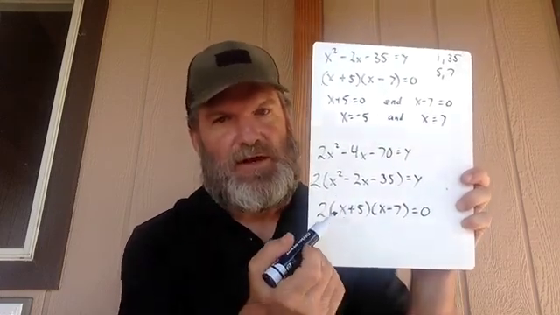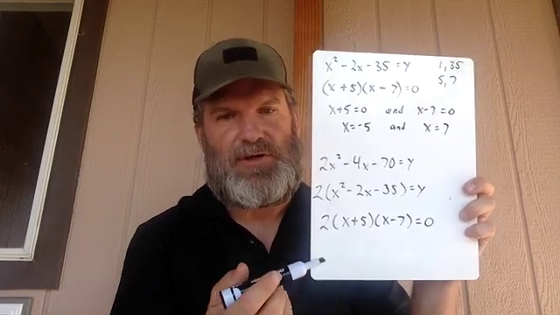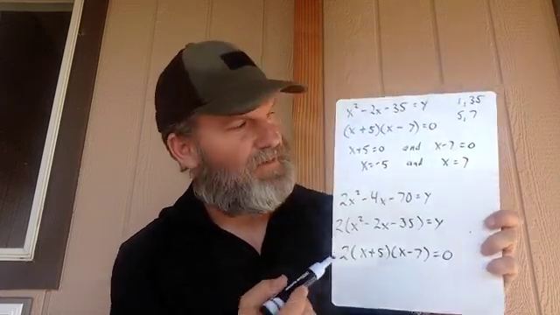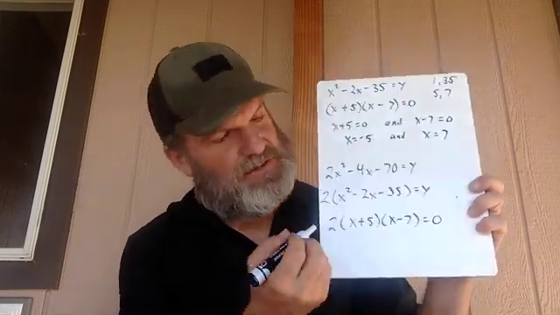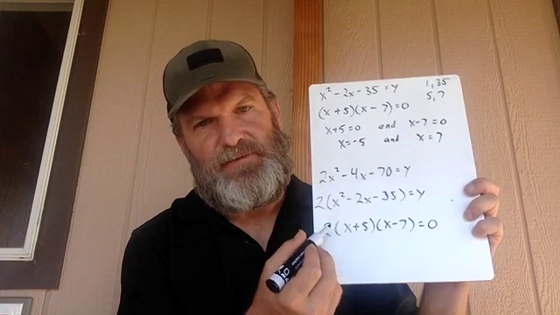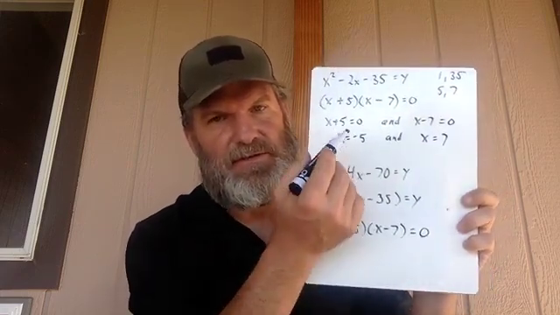We just set x plus 5 equals 0 and x minus 7 equals 0, and our answer could be negative 5 or it could be positive 7, just like here. So the only reason I'm showing you this is, don't panic if there's a number out in front of your parentheses. It doesn't change the answer. It's still the same answer as in example 1.